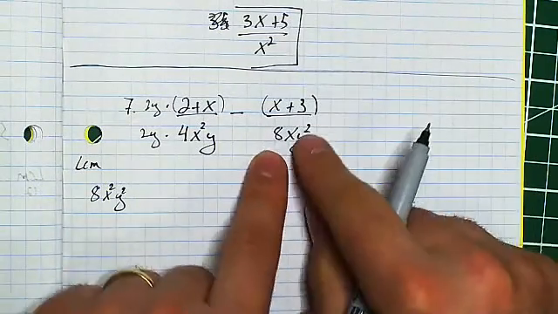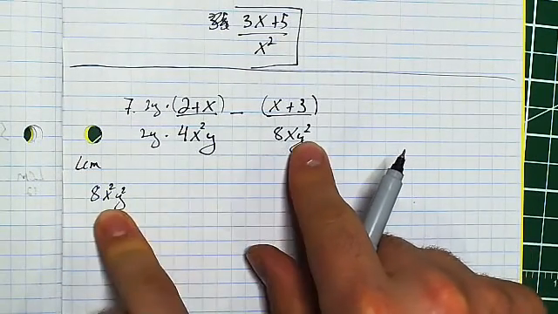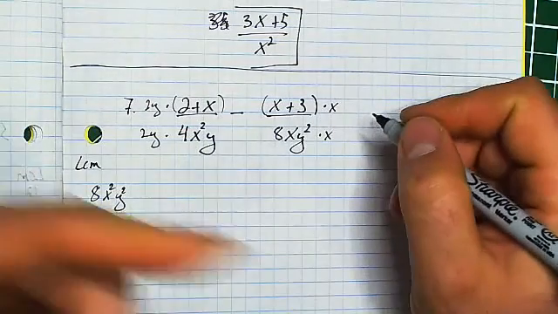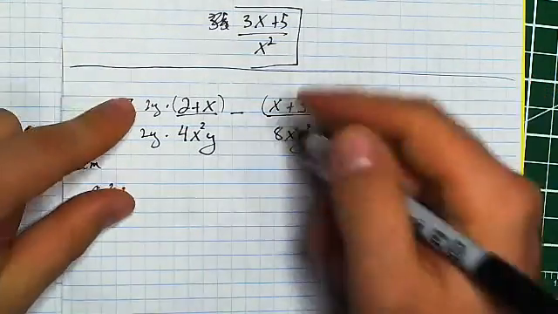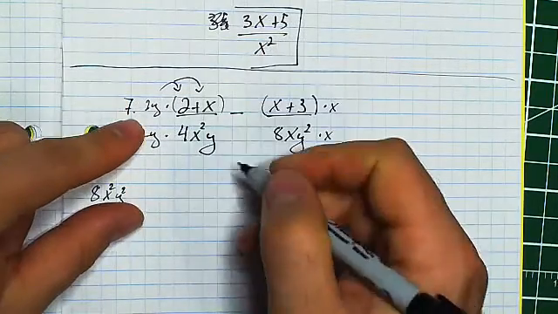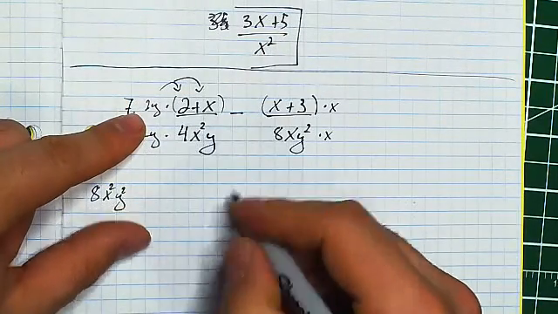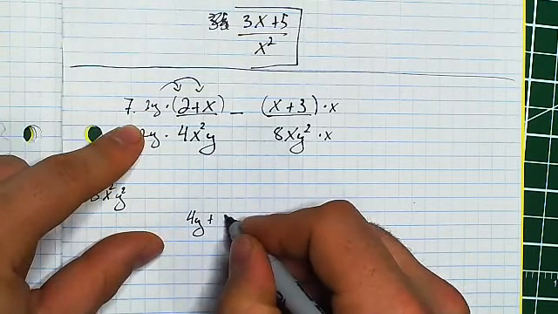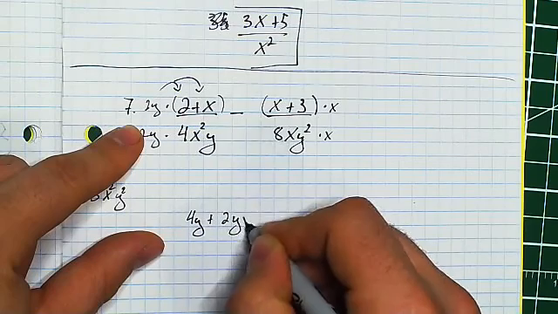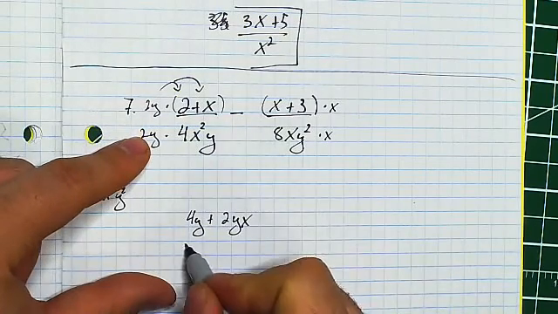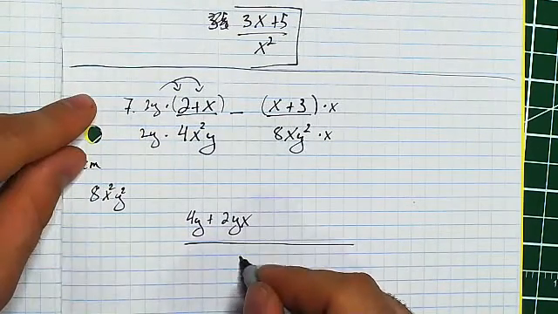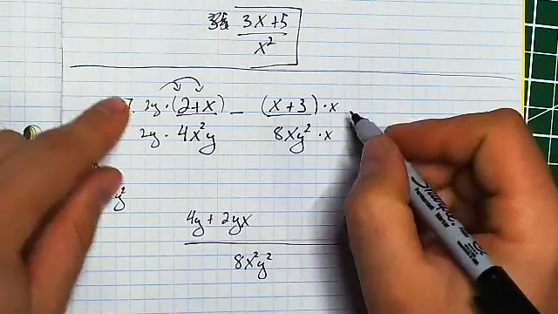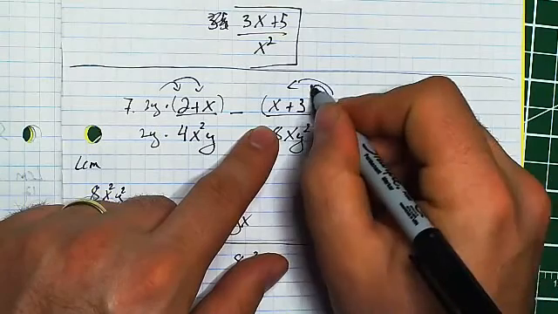Again, put your brackets to make your life easier so you don't forget. I have to multiply 8xy squared by an x, and I will get my 8x squared y squared. So, distributing this in, 2y times 2 turns into 4y, plus 2y times x turns into 2yx, over top of 8x squared y squared.